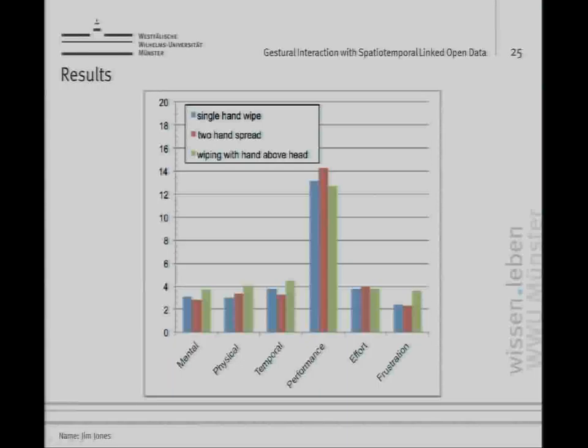The worst rated one was the time travel, this movement here. People didn't like it that much. Especially, it was very frustrating because you need a certain angle so the machine can understand that your hand is really up. And some older people find it very, very tiring to use this. The best rated one was the funniest one, the zoom in, the swimming movement.